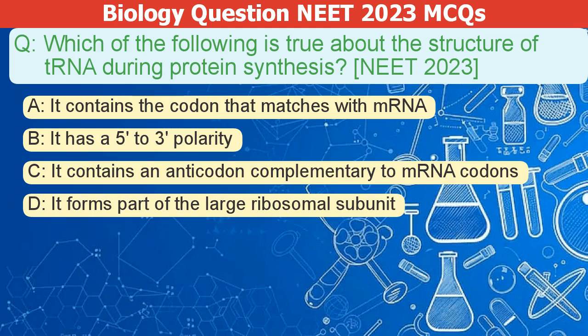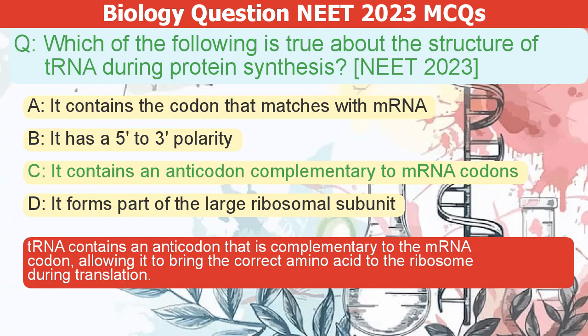Which of the following is true about the structure of tRNA during protein synthesis? NEET 2023. A. It contains the codon that matches with mRNA. B. It has a 5' to 3' polarity. C. It contains an anticodon complementary to mRNA codons. D. It forms part of the large ribosomal subunit. The correct answer is C. tRNA contains an anticodon that is complementary to the mRNA codon, allowing it to bring the correct amino acid to the ribosome during translation.